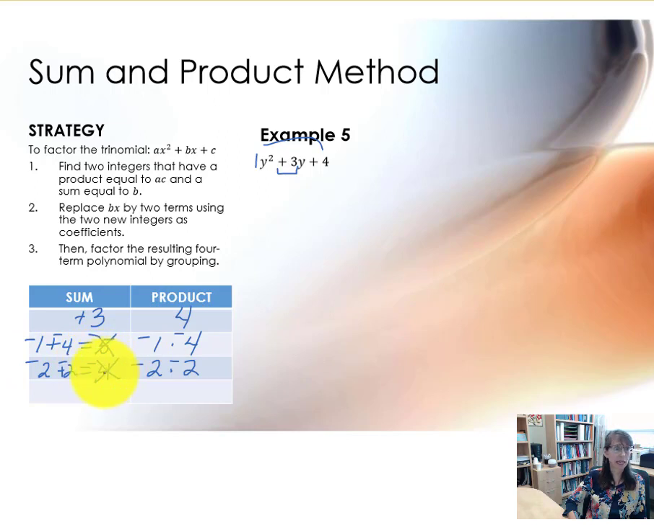So there isn't any way for us to create a sum of positive 3. But we also didn't factor using a common factor. We didn't factor at all. So this is called prime. That means it is not factorable at all using any of our factoring techniques.